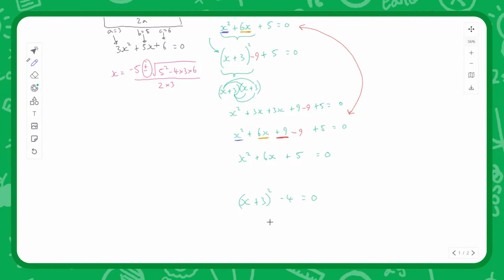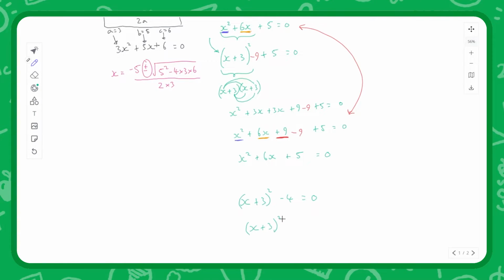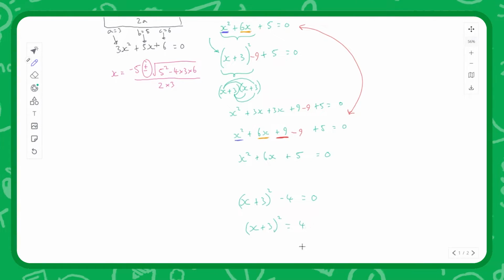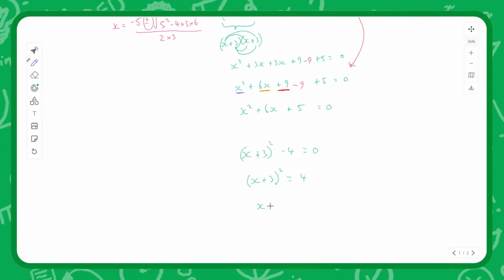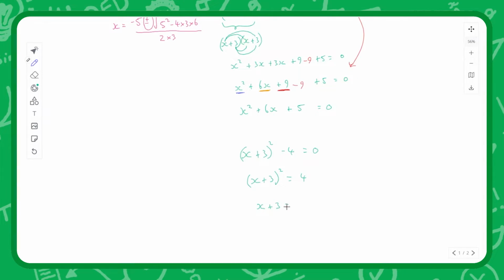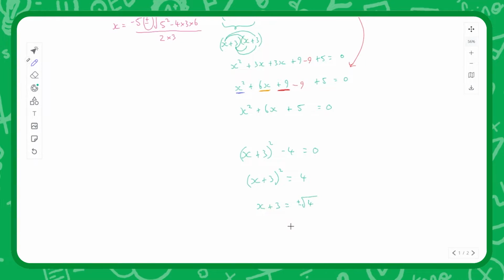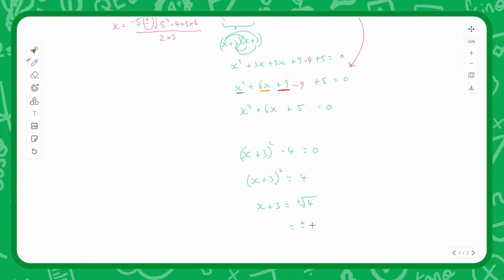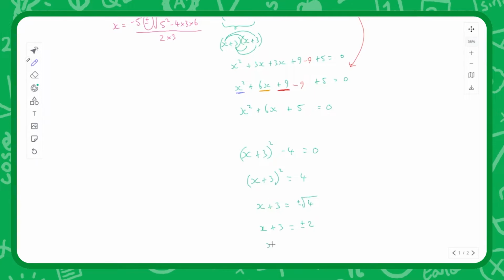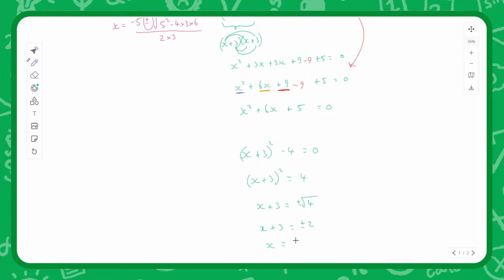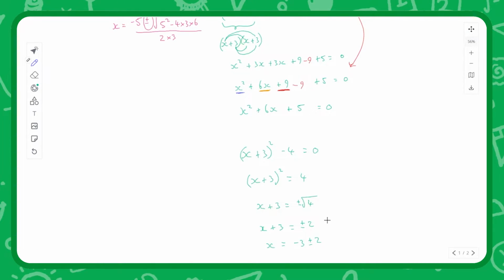And we can now rearrange for x, can't we? Because we know x plus 3 squared, we can add 4 to both sides. So we can get x plus 3 squared equals 4. And we can then square root both sides. And so x plus 3 equals plus or minus the square root of 4, which is just going to be plus or minus 2. And finally, we can subtract 3 from both sides. So x equals minus 3 plus or minus 2. And that'll be our answer.